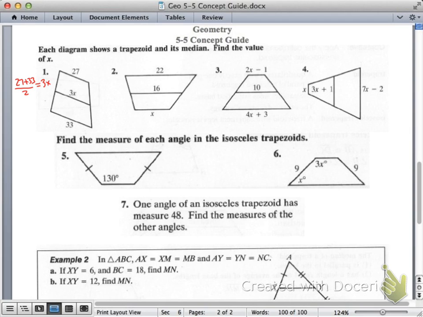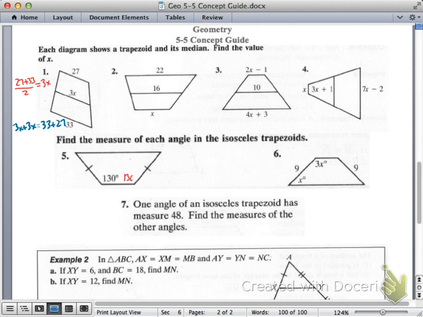Number one here, if we're going to solve for x, we need to remember that 27 plus 33, these two bases, the sum of those, the average of those two, the sum divided by 2, is equal to the median. Or 2 of the medians, 3x plus 3x, is equal to the sum of the bases. That is the key to solving these. I'll let you finish the rest.